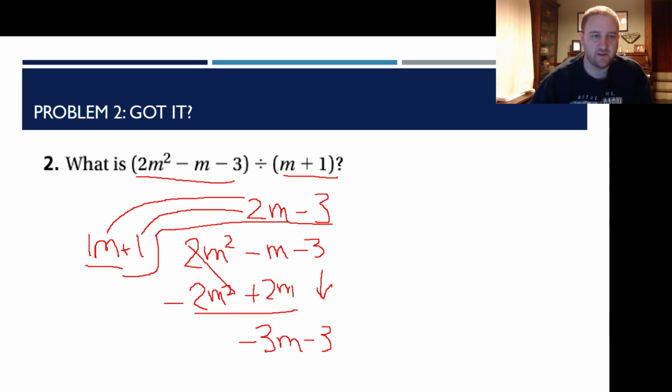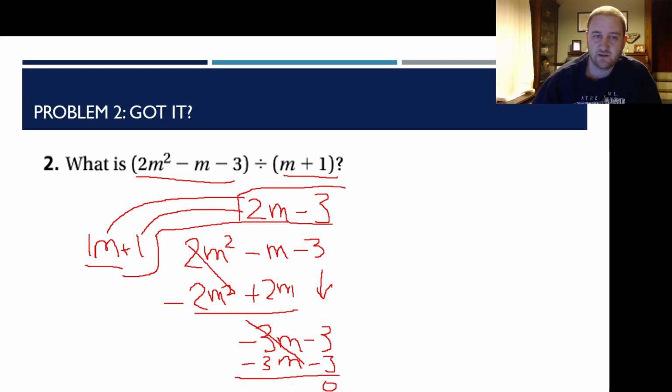Now we're going to multiply this. So negative 3 times 1m is negative 3m. And then negative 3 times positive 1 is negative 3. Okay, these cancel out. And then negative 3 minus negative 3 is 0. So we actually don't have a remainder here. So our answer then is just 2m minus 3.